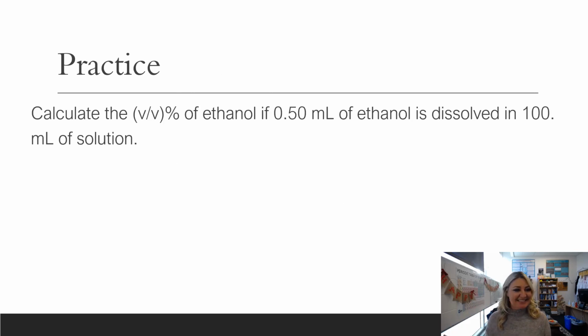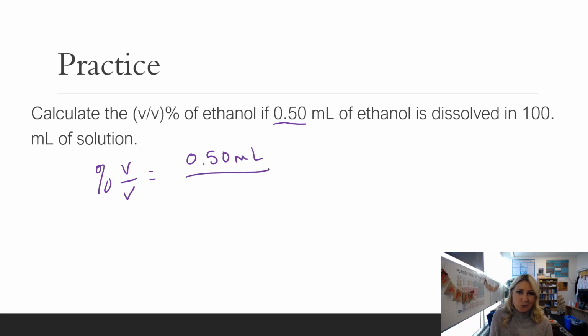Let's practice. Calculate the percent volume by volume of ethanol, that's the drinking kind of alcohol, if 0.50 milliliters of ethanol is dissolved in 100 milliliters of solution. So again, setting up our percent volume by volume, we always want to put the smaller amount on the top. Otherwise, it doesn't work. So 0.50 milliliters, and again, you should be told in the problem which one's the solute, which one's the solution, but always smaller amount on the top. Is dissolved in 100. milliliters of solution.